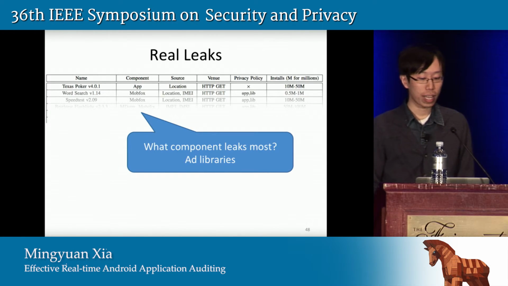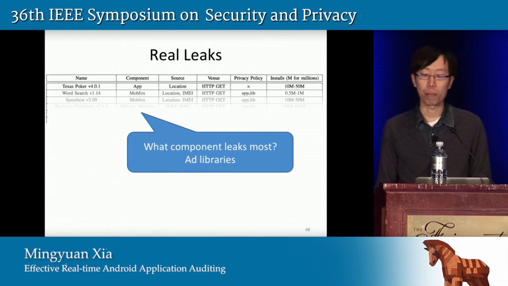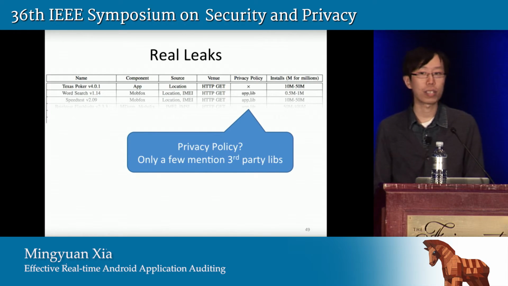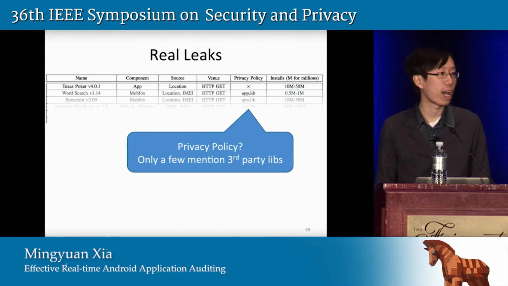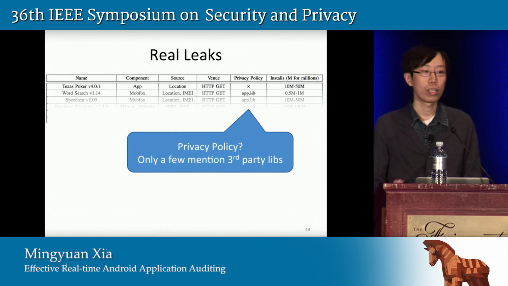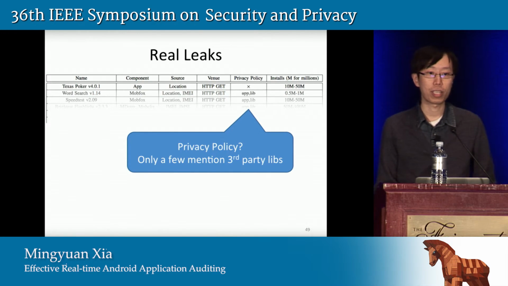First, we want to take a look at which app components actually leak the most. We find that the answer is the ads library. When we look at the privacy policy of these apps, only a few of them mention third-party libraries. So this makes a case for developers to use app auditing to check their apps before releasing them, to get to know what your ads libraries are doing.